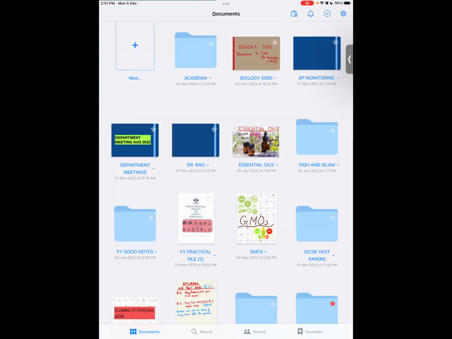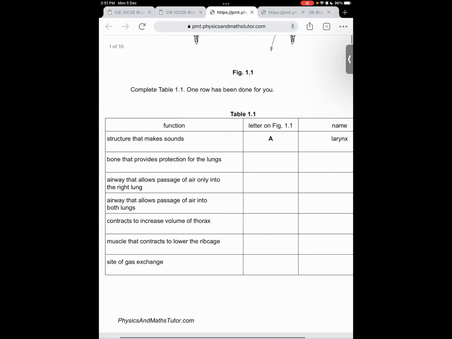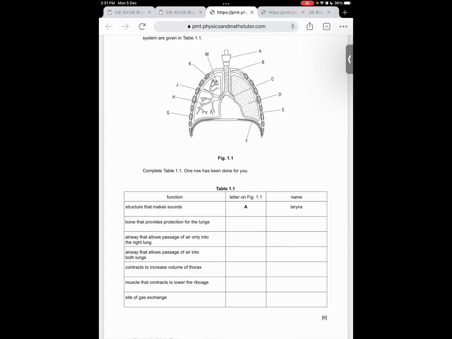Sorry. Now this question, abhi bhi baki hai. A muscle, sorry, I'm zooming out. Pick up the letter which shows you a muscle that contracts to lower the rib cage.